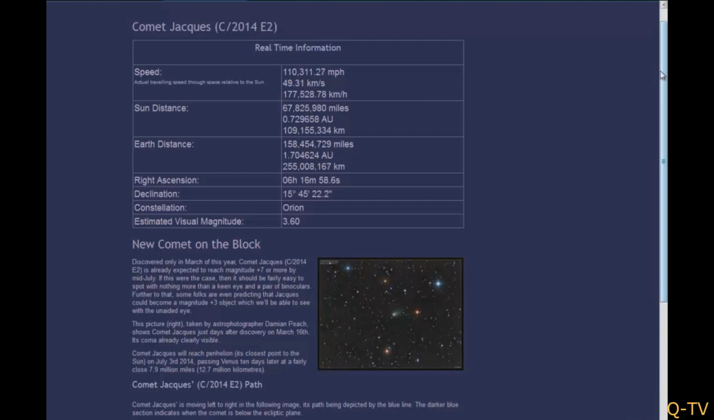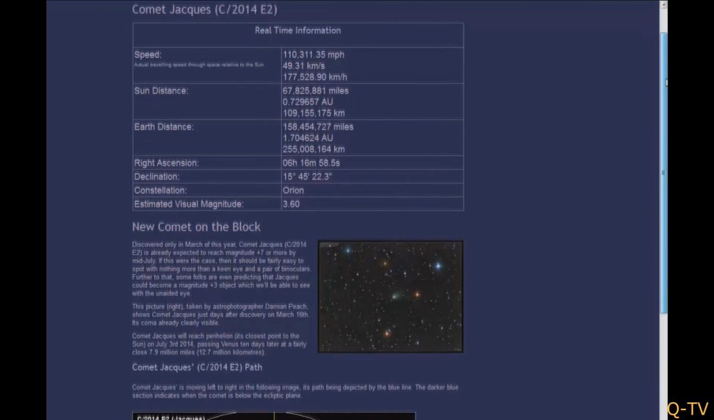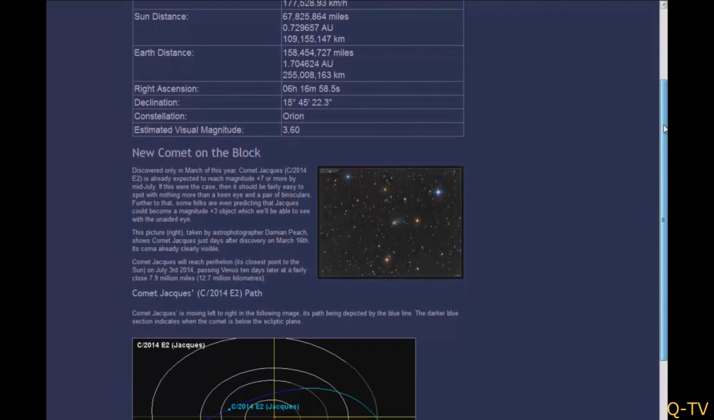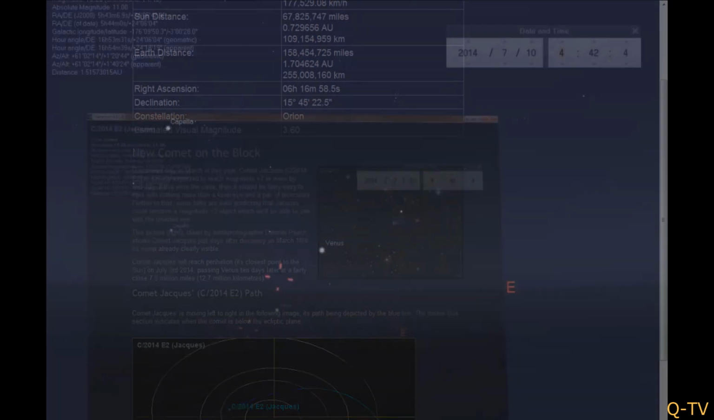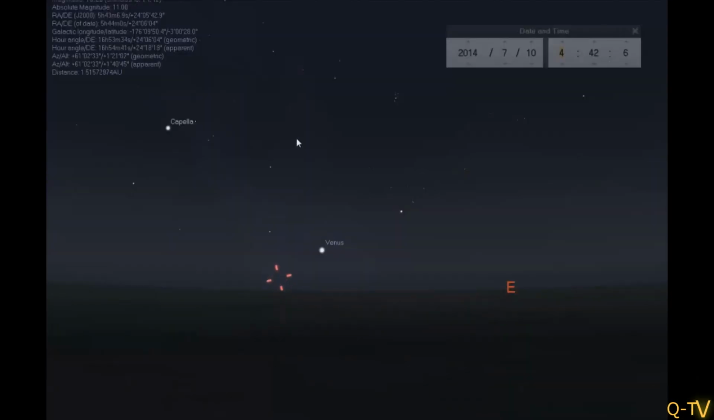Right now, there is a website linked under this video where you can track real-time information about Comet Jacques as it continues to head toward the sun and away from Earth. It's getting closer and closer to the sun, which means it's getting brighter and brighter and lower on the horizon. Now, how can you see Comet Jacques once it comes out from around the sun? Well, that's what this video is about. And as you guys know, I use a program called Stellarium, a free program linked under this video.